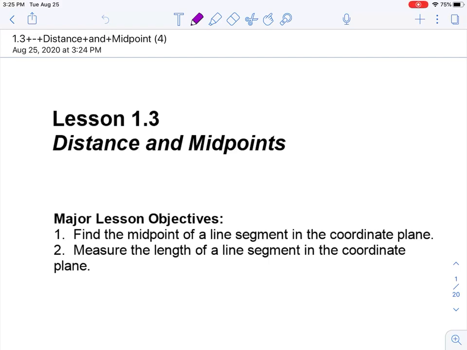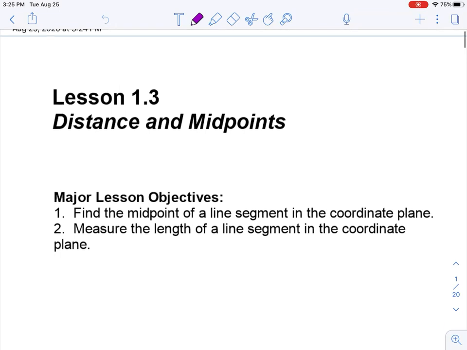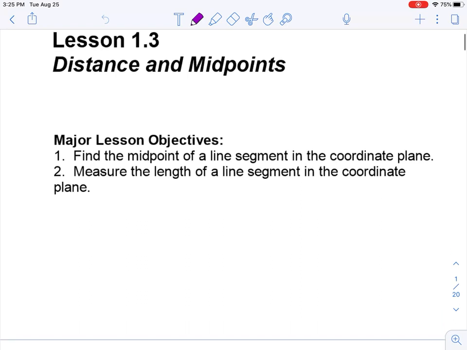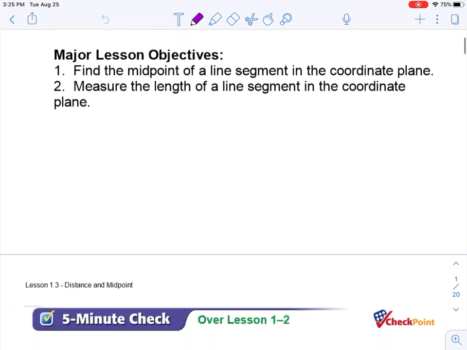Hello, today we will be covering distance and midpoints, lesson 1.3. By the end of this video, you'll be able to find the midpoint of a line segment in the coordinate plane and measure the length of a line segment in the coordinate plane.